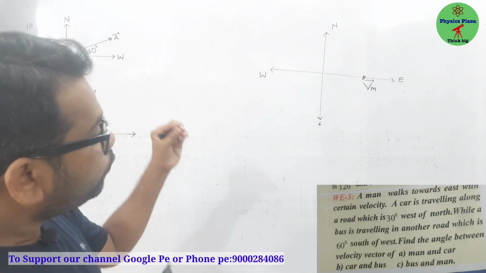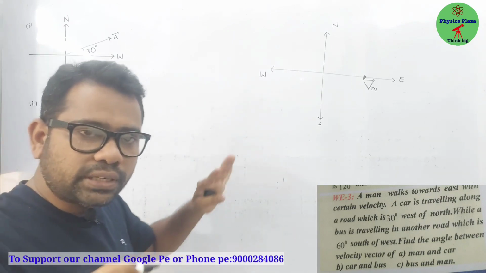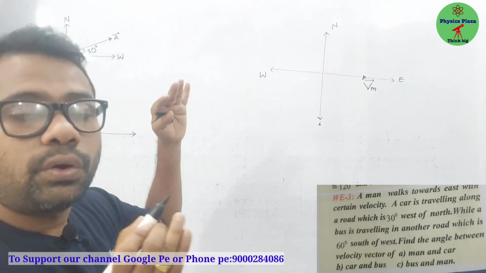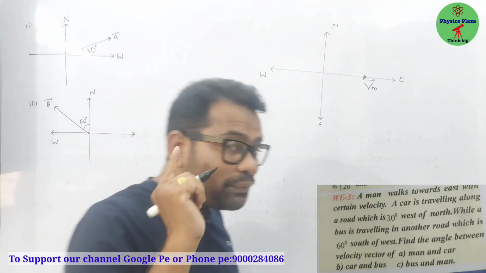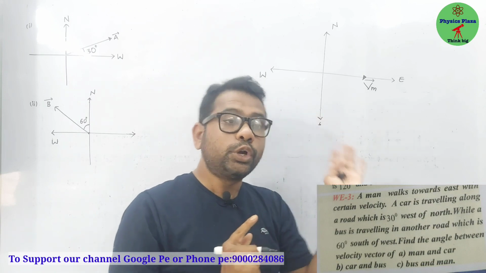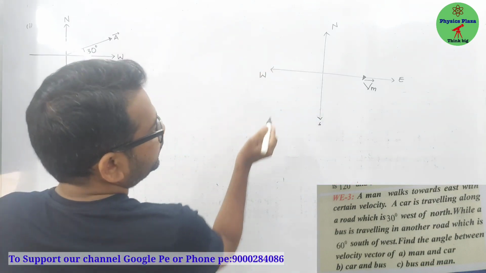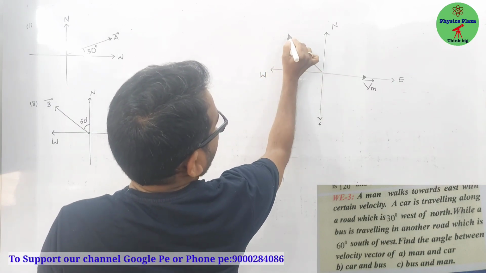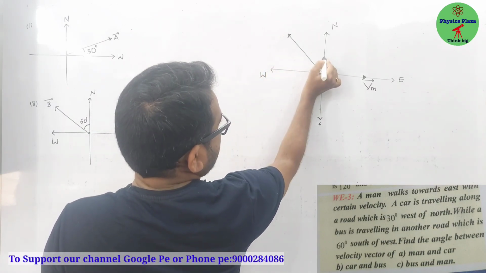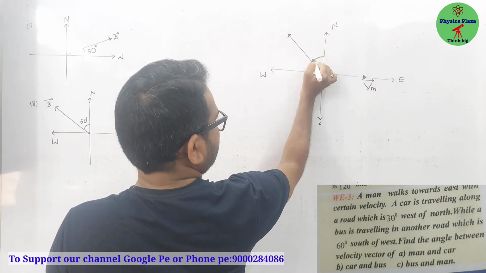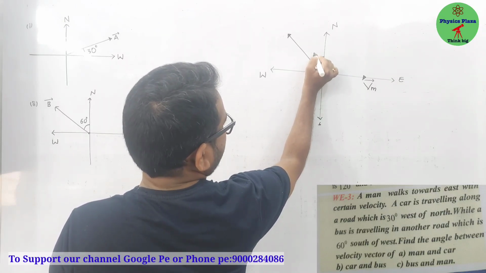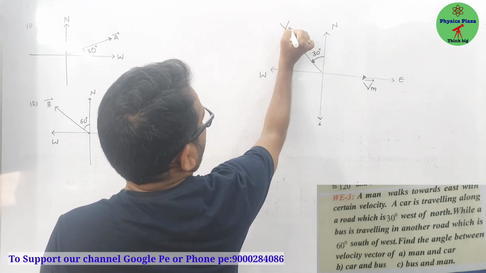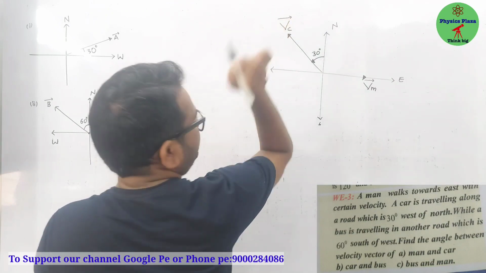And it is given that one more car is going with a certain velocity, such that it is going along a road 30 degrees west of north. Children, west of north means towards west from north. This is very, very important here. So west of north means from north towards west, this is 30 degrees. This is the velocity of the car.